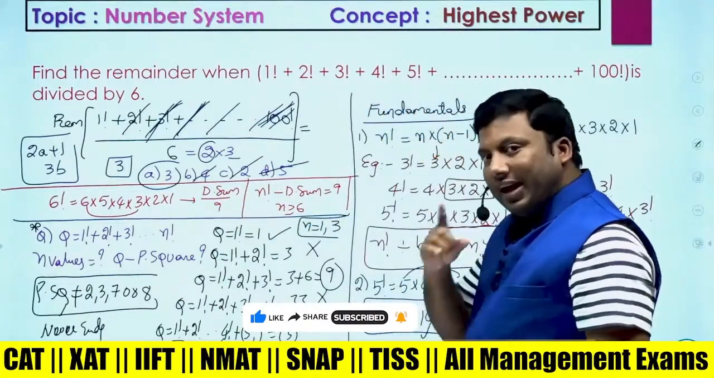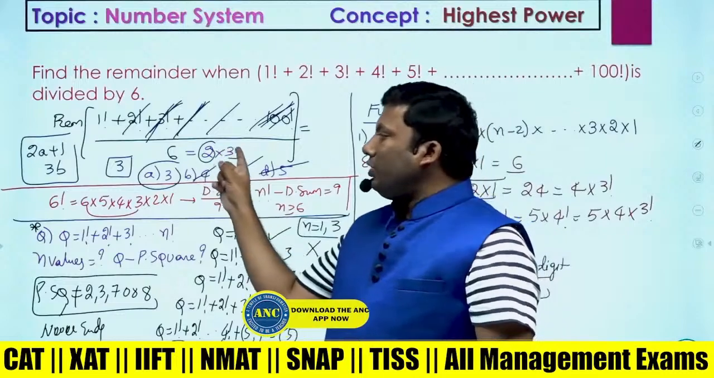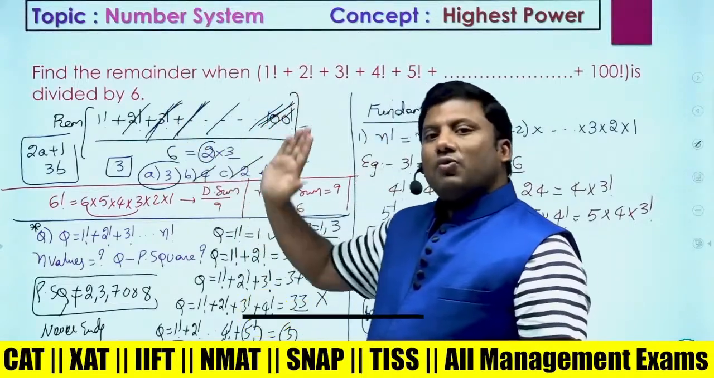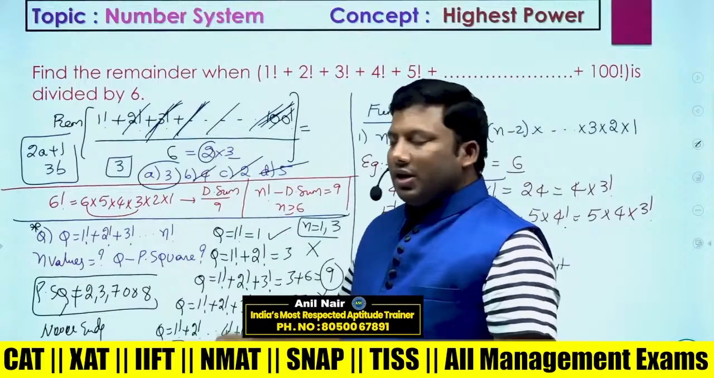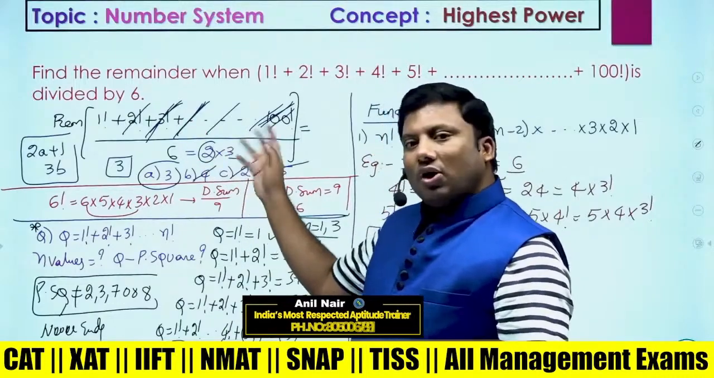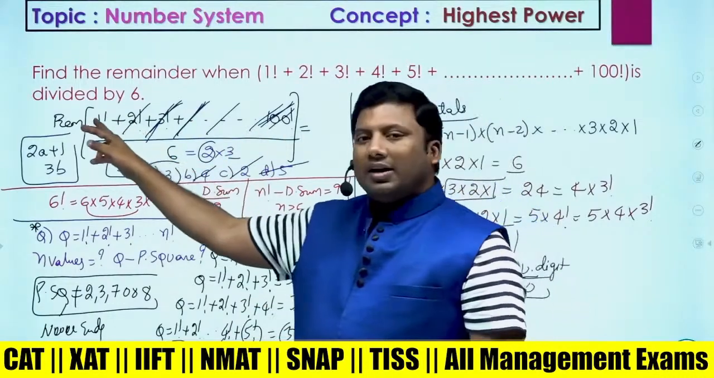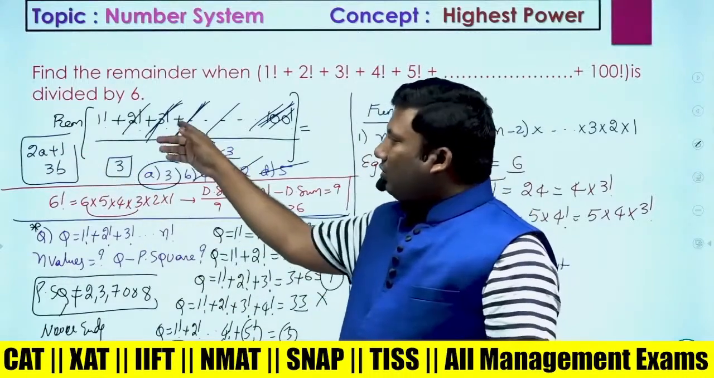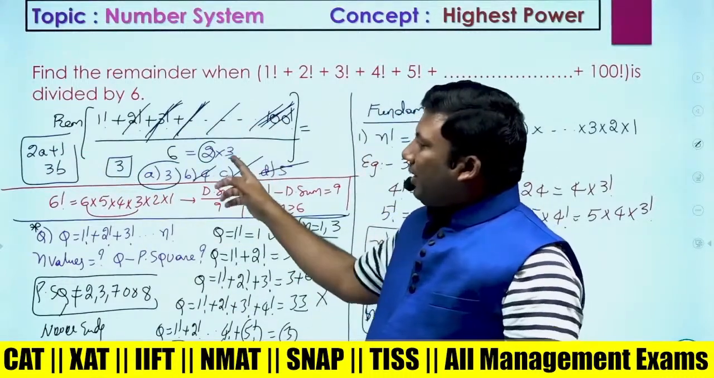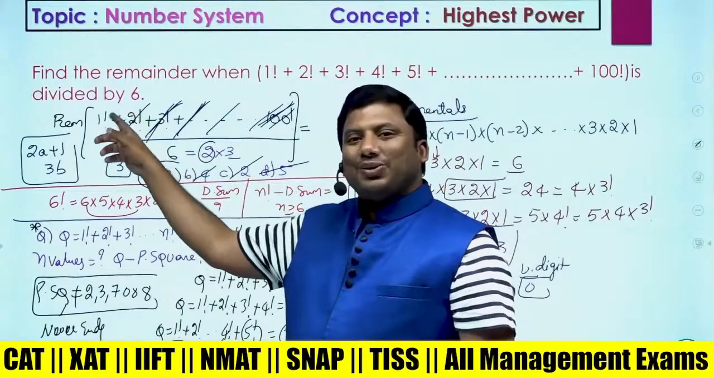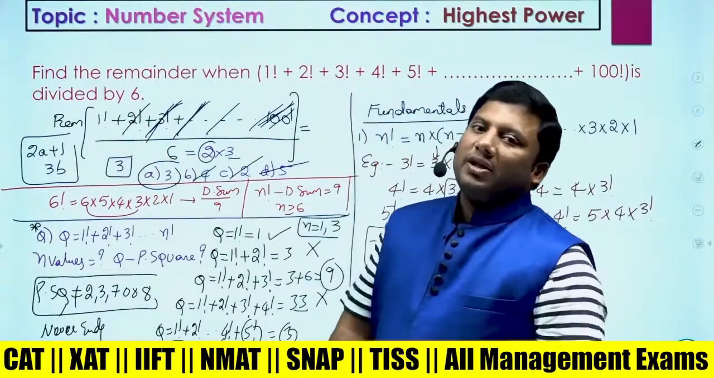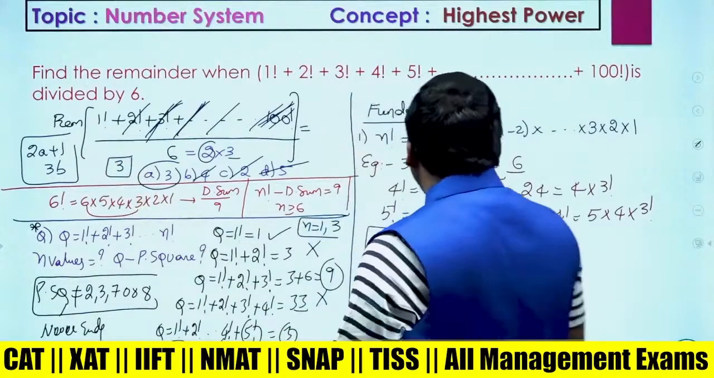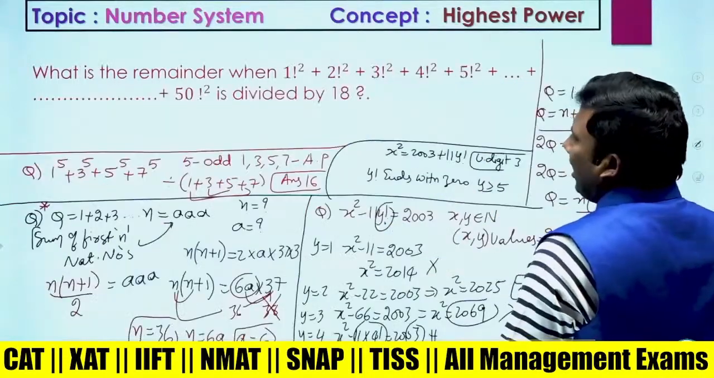So if answer options are there, you can convert the denominator into a product of coprimes and solve it. Again, I am repeating. 6 is 2 into 3. First divide these numbers by 2. From 2 factorial onwards, all are divisible by 2. From 3 factorial onwards, all are divisible by 3. The remainder is 1, so it is 2a plus 1. 2 factorial is 2, 1 factorial is 1, 1 plus 2 is 3. The answer will be divisible by 3. Check by using the answer options.